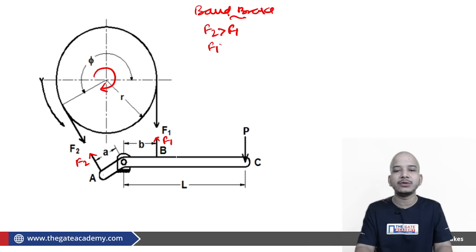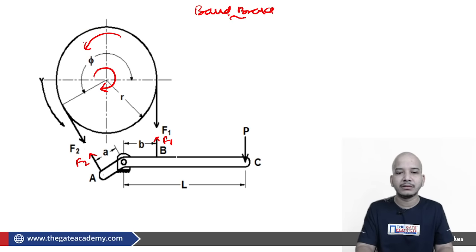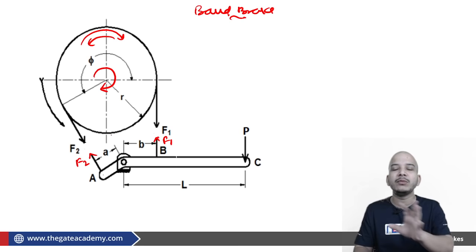If anti-clockwise rotation is there, F1 will ultimately by itself become greater than F2. How is it coming? It is coming from the fact that if the body is in rotation, the friction on the body will be in this direction, and the friction because of this interaction on the band will be in this direction. So straight away you can say that this friction plus this F1 must be equal to F2, therefore F2 must be greater than F1.